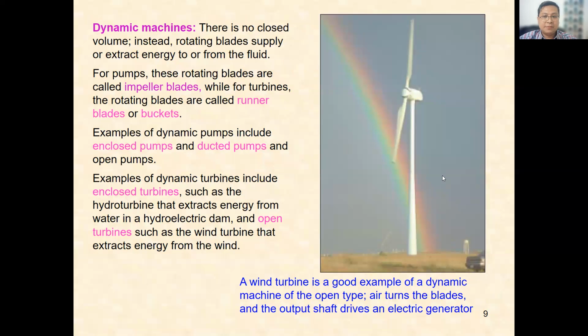The other term related to turbo machinery is about the dynamic machine. There is no closed volume; instead, rotating blades supply or extract energy to or from the fluid. For a pump, these rotating blades are called impeller blades. So, the difference between the fan and the wind turbine, they may be called similar. This one is the impeller blade.